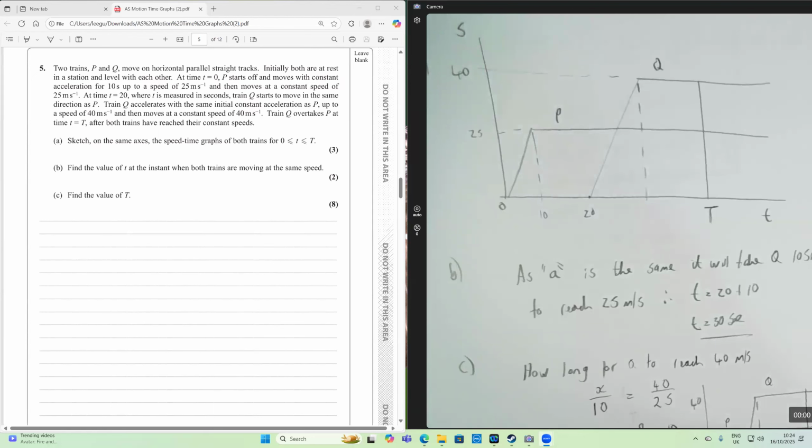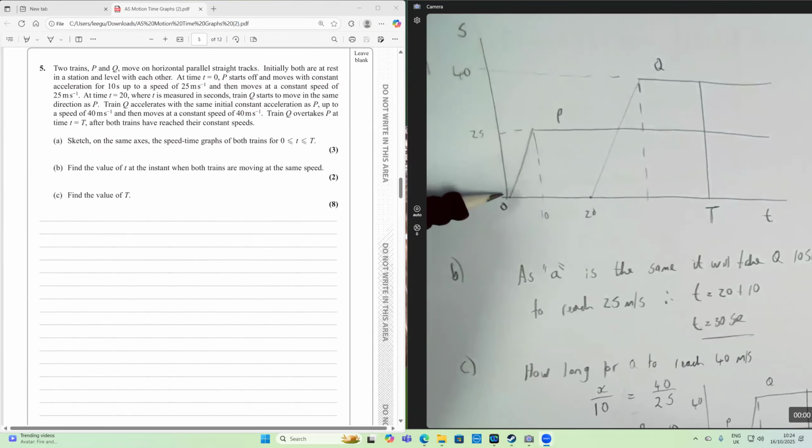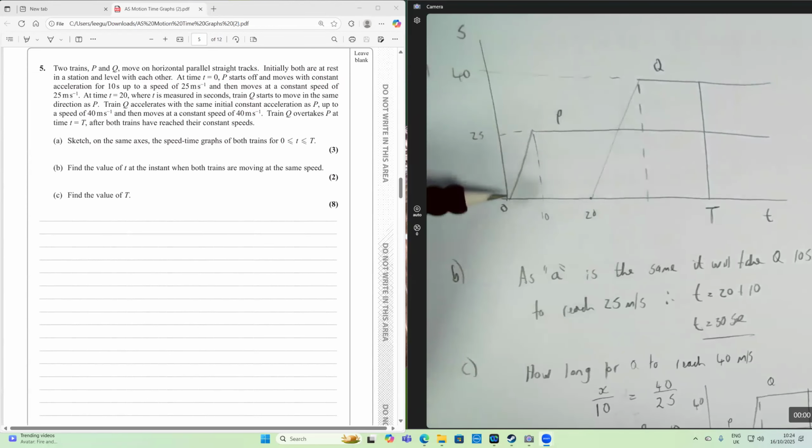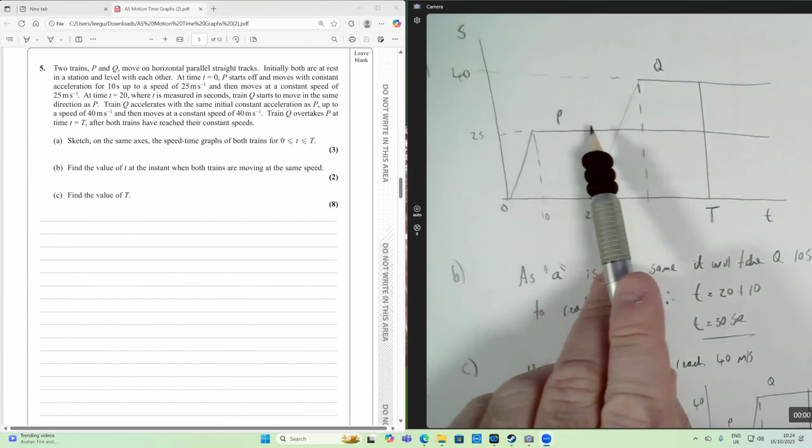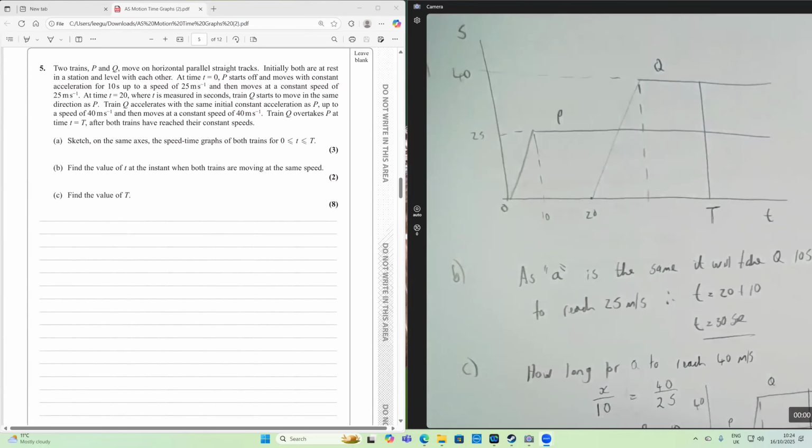Sketch on the same axes the speed time graphs of both trains. First of all, let's deal with P. P starts off from rest and accelerates over a period of 10 seconds up to a speed of 25 meters per second. It then carries on with a constant speed for the remainder of the time.